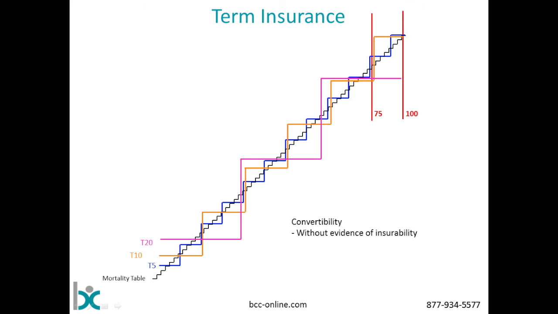So who buys term insurance? Well, term insurance is so inexpensive that it is the most common type of insurance sold. You'll find that probably the majority of your clients will have some term insurance somewhere in their portfolio. And the reason that it's so common is because it's inexpensive. People buy term insurance for a number of reasons. They buy it to cover off a debt.